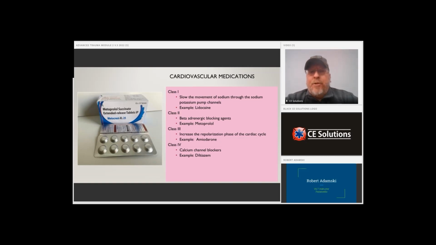Then you have class 2 drugs, such as beta blockers or beta adrenergic blocking agents. An example of that would be metoprolol. Then we have class 3 drugs, which increase the repolarization phase of the cardiac cycle. Typically those also act as antiarrhythmics, such as amiodarone. Finally, we have our calcium channel blockers, our class 4 drugs. An example of that would be diltiazem.